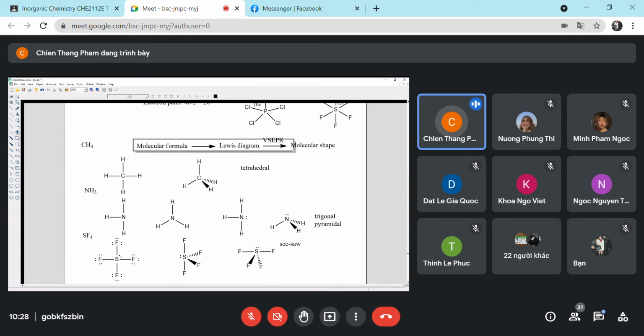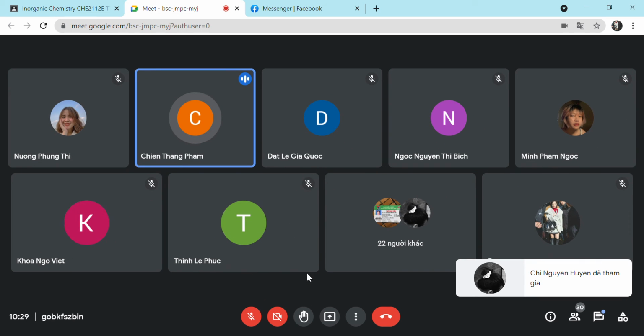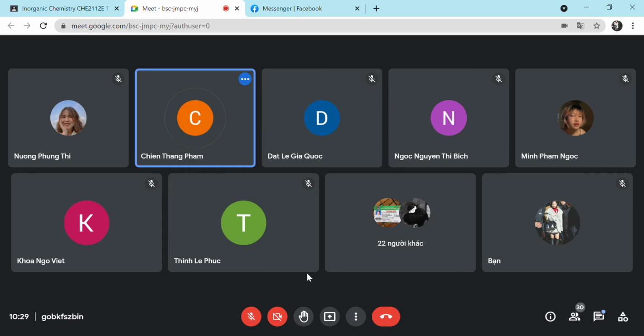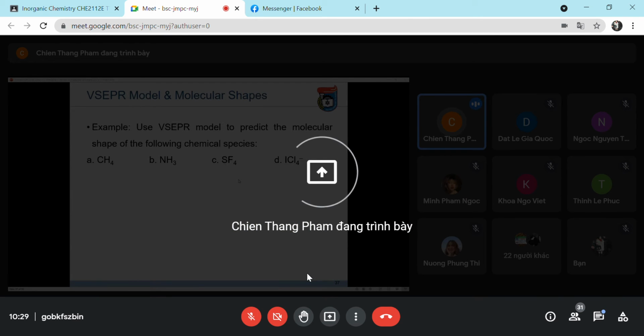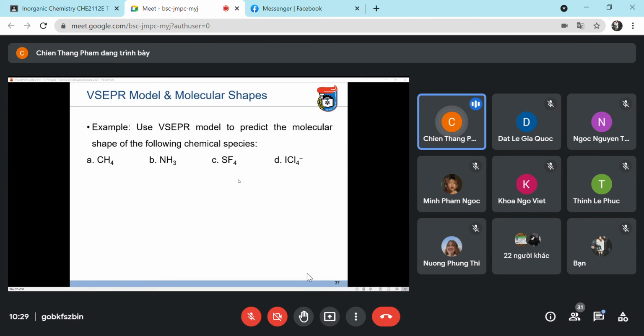From the molecular formula, draw the Lewis diagrams and then apply the VSEPR model to determine the molecular shape. Okay, so we finished this part. Now we can consider the next one. So let's finish this example for the VSEPR theories. And now we move to the next.